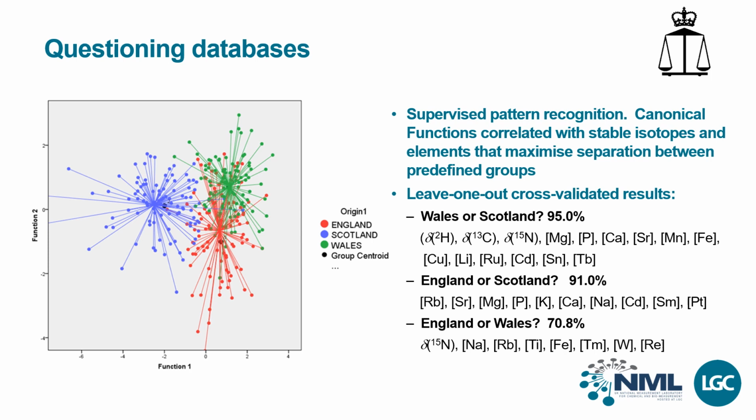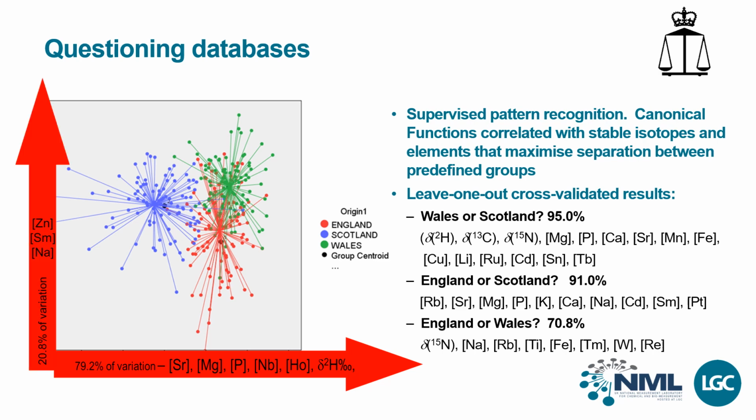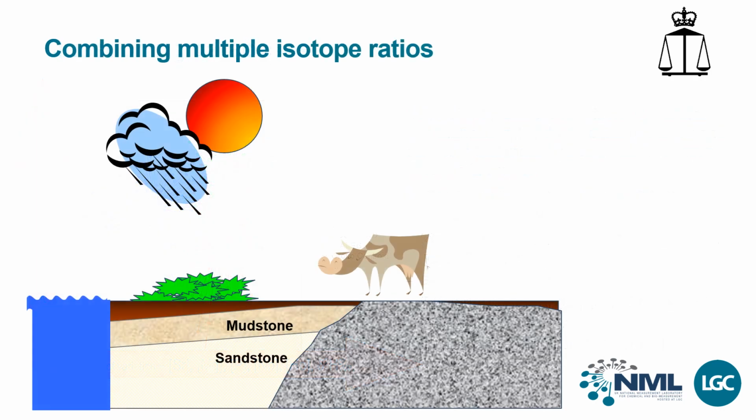We can see in the separation of Scottish versus the English and Welsh beef in the x-axis or first discriminant function that strontium and rubidium concentrations are important geological markers. In the second function or y-axis, the concentrations of zinc, samarium and sodium give the major separation between England and Wales.